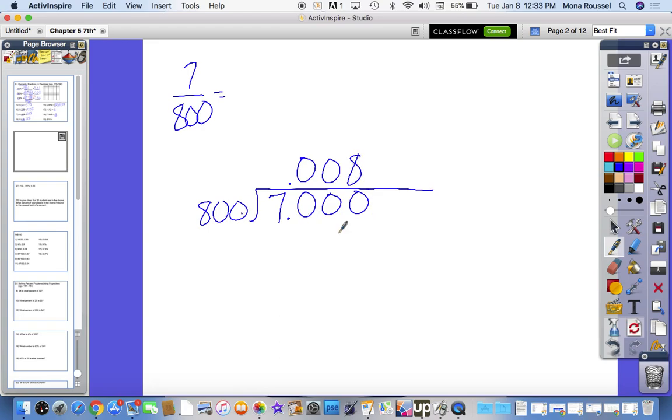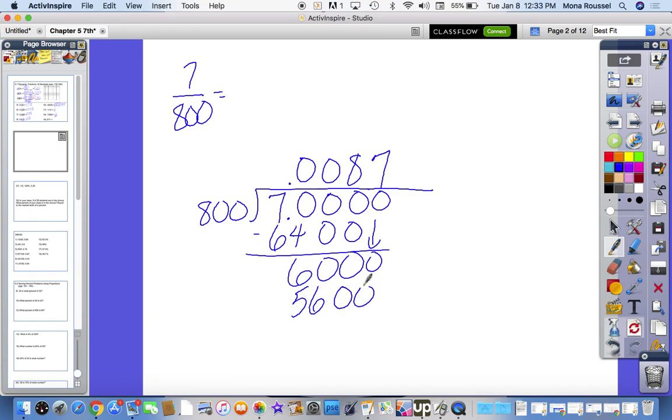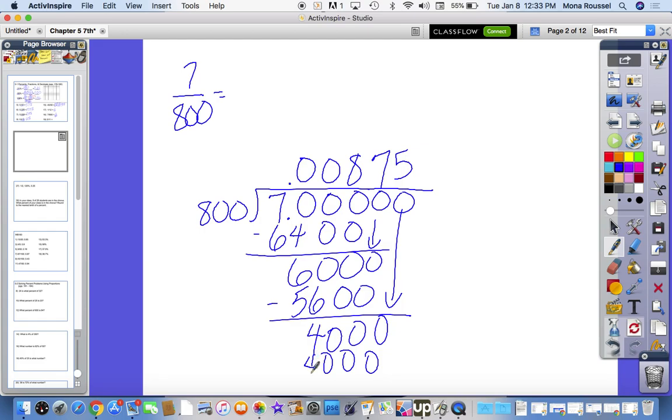8 times. 8 times 0 is 0. 8 times 0 is 0. 8 times 8 is 64. So here we're just doing long division. We add another 0 and bring that down. And now 800 into 4,000 goes evenly. So the division's done. And we have this decimal.